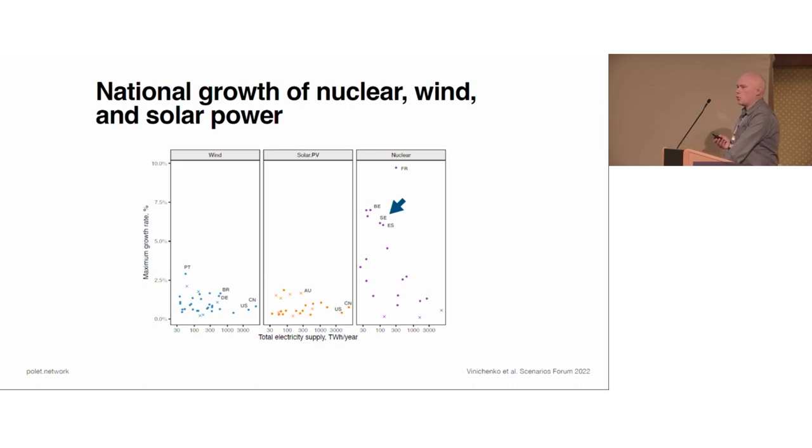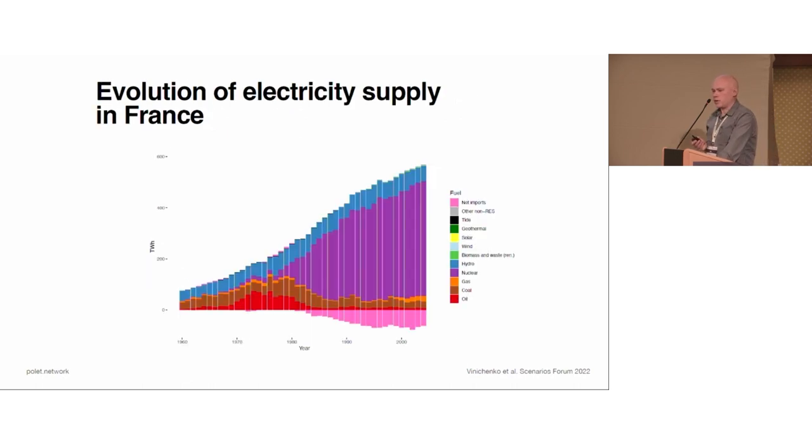So just to show you how it looks in the historical perspective, this is the evolution of electricity supply in France, where different colors show different sources of electricity. And this expanding purple wedge is nuclear power. And it is pushing out fossil fuels, which are below this wedge.